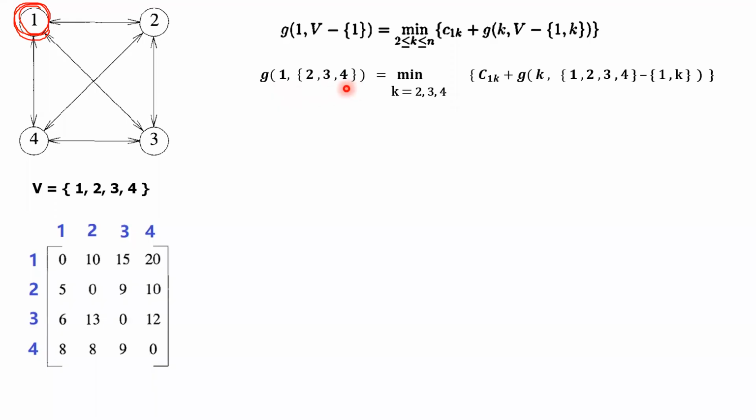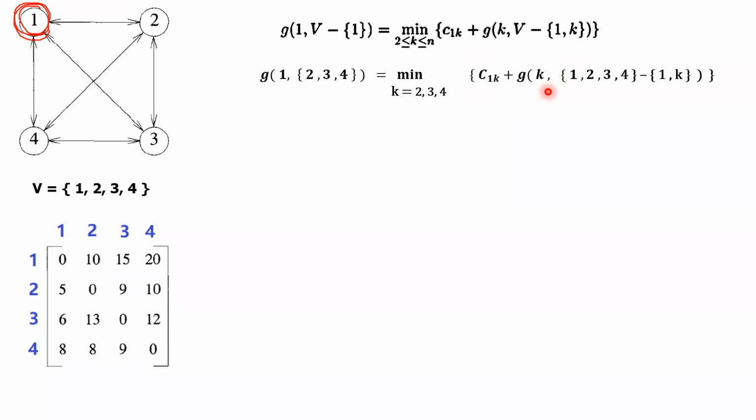You have to find a shortest path to visit all these cities 2, 3, 4 and return to city number 1. And as per the formula, the above given formula, I'm going to apply this formula. It is the minimum of values. What are the remaining cities? The remaining cities to be visited are 2, 3, 4. And these will be the possible values for some variable k. Now, the formula is C1k plus G of k, comma, V minus 1k.